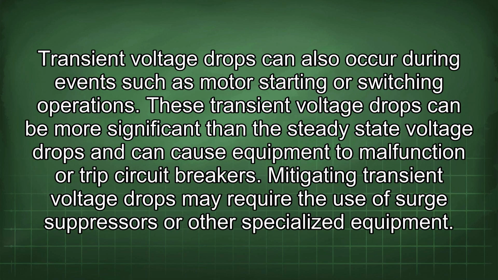Transient voltage drops can also occur during events such as motor starting or switch-in operations. These transient voltage drops can be more significant than the steady-state voltage drops and can cause equipment to malfunction or trip circuit breakers. Mitigating transient voltage drops may require the use of surge suppressors or other specialized equipment.